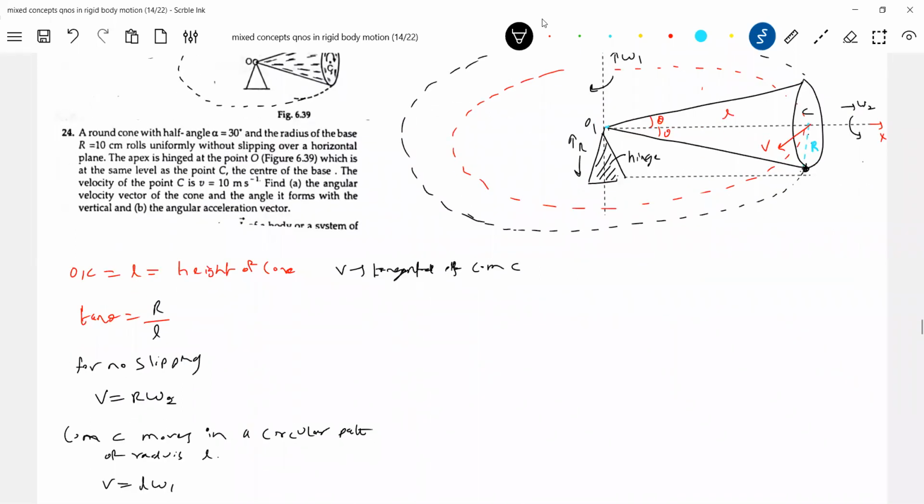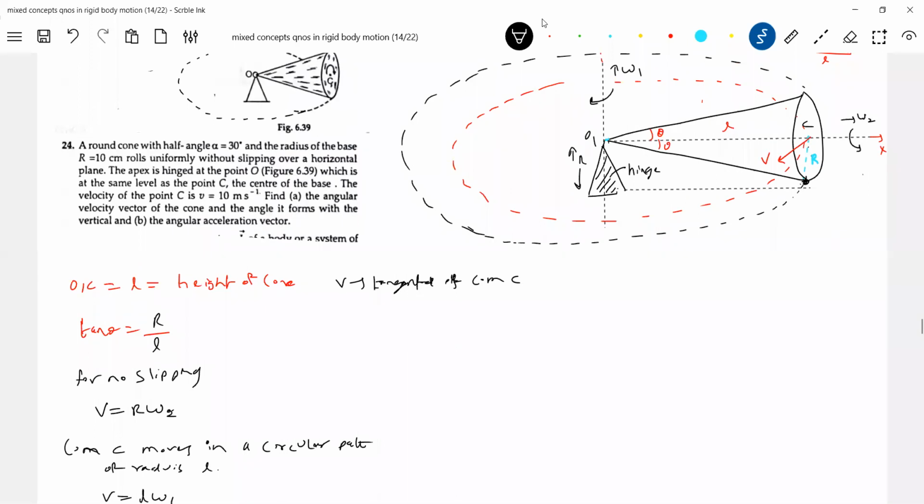Now after this, what is he asking? He's asking to find the angular velocity of the cone, the angle it forms with the vertical, and the angular acceleration vector. Omega 1 and omega 2 are constant. Not omega 1 bar, I'm writing omega 1. Only the magnitudes are constant, so definitely the answer to part B will be 0. Let's see, is it zero or non-zero? Fine, till here no problem. I think everyone will accept this. Okay, let's come to this one.